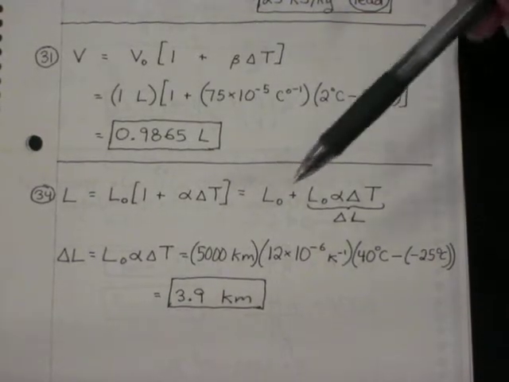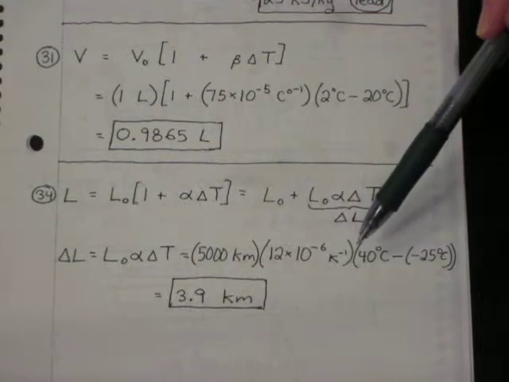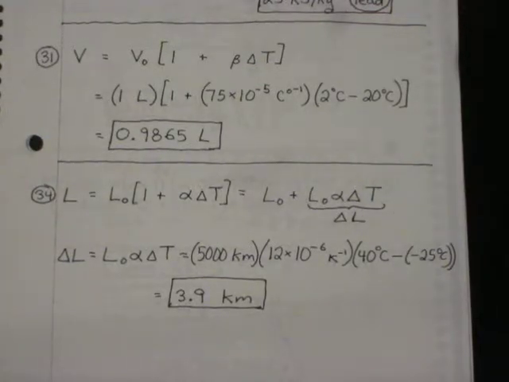And we plug in the values. 5,000 kilometers times, for steel, 12 times 10 to the negative 6 per Kelvin, times the difference in temperature. We're going to do final minus initial, so 40 minus negative 25. That's a total change in temperature of plus 65. And we end up with a 3.9 kilometer change.